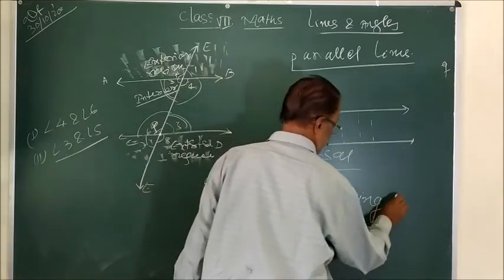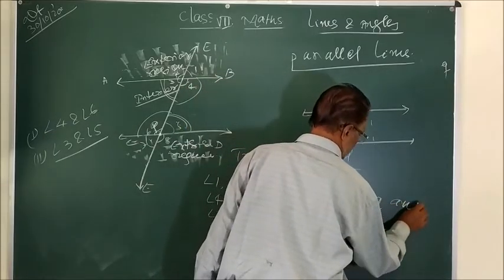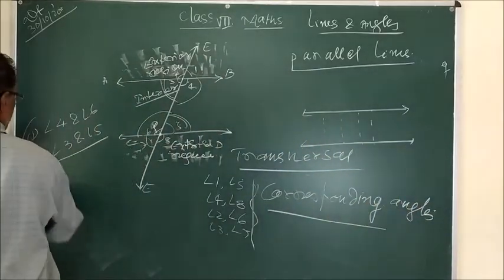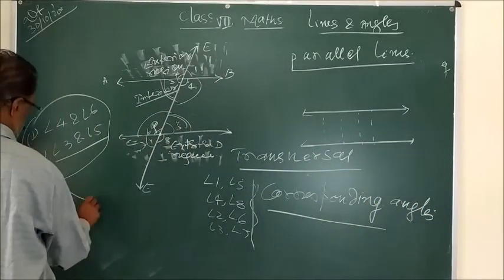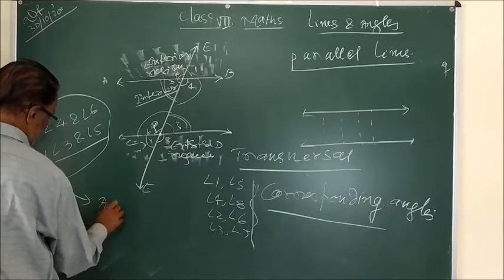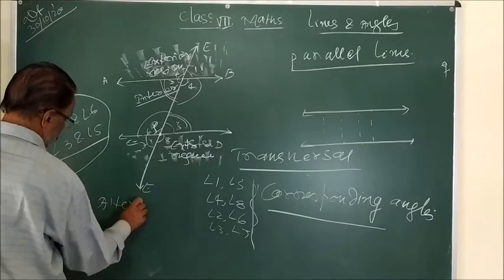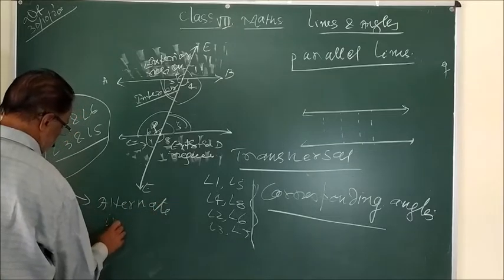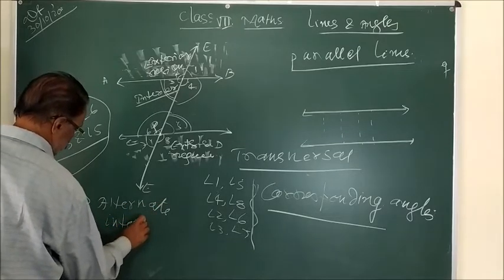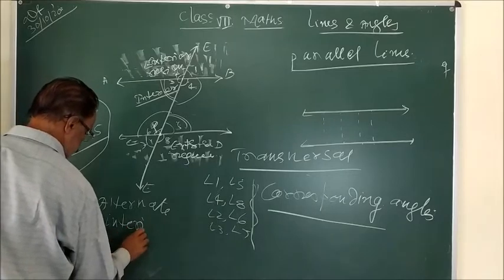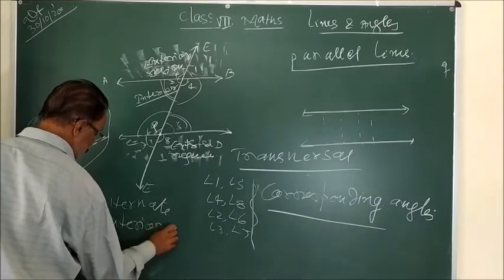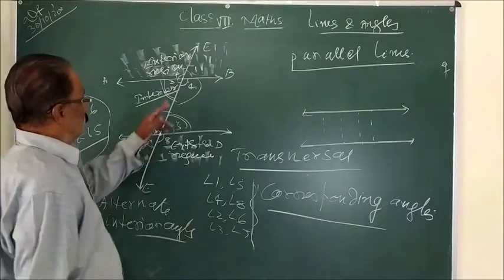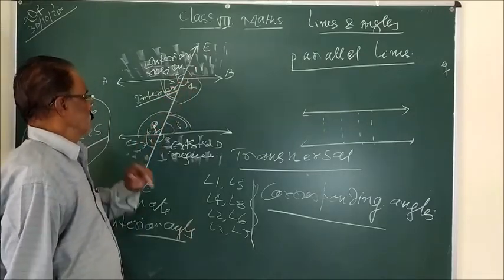Corresponding angles. And these two pairs are called alternate interior angles. Interior इसलिए बोलते हैं कि because they are formed inside the parallels. क्योंकि एक्सटीरियर का भी अल्टरनेट होते हैं.